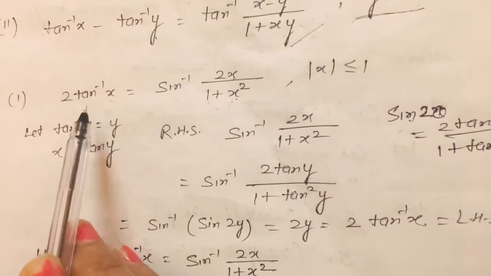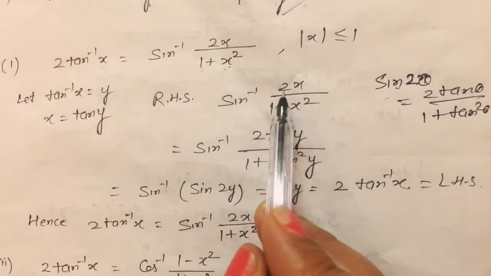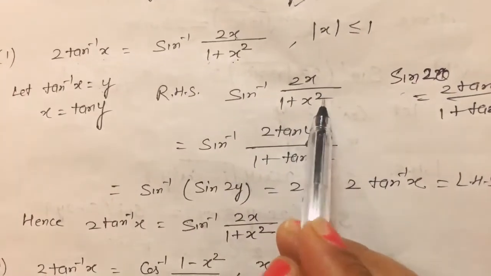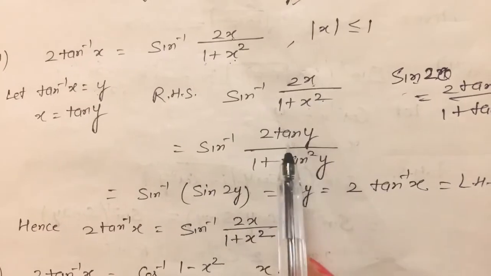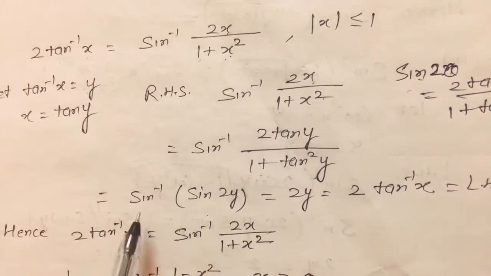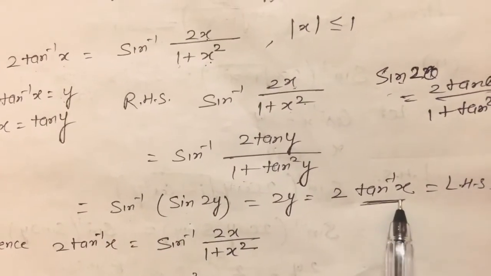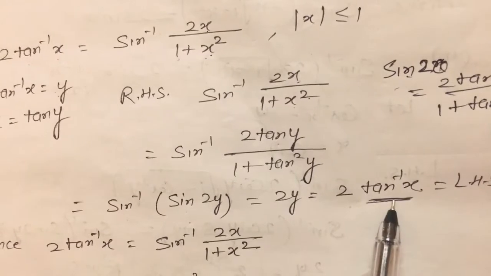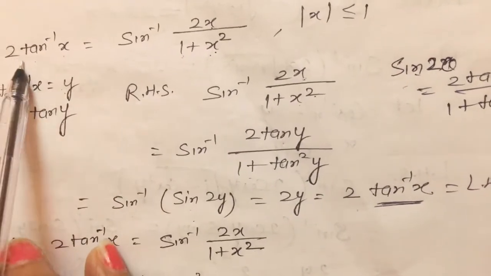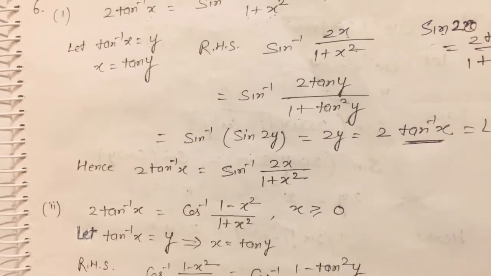So take tangent inverse x as y, then x will be tangent y. So sin inverse 2x upon 1 plus x square, putting x is equal to tangent y here, then it will be sin inverse of sin 2y, and sin inverse cancels with sin, it will be 2y, and y is tangent inverse x, so the answer is 2 tangent inverse x. So that means 2 tangent inverse x is equal to sin inverse 2x upon 1 plus x square.